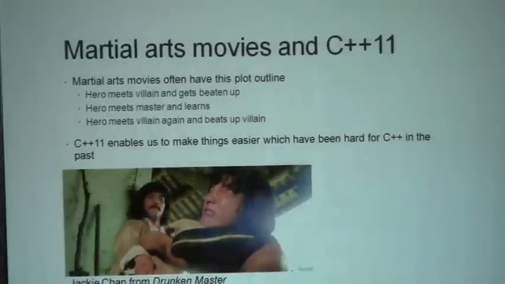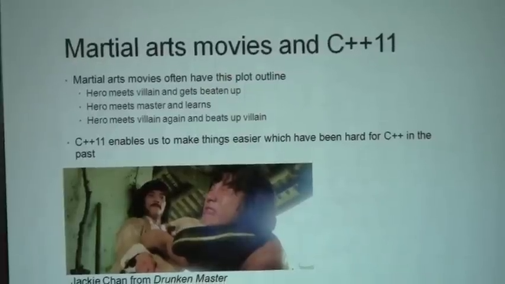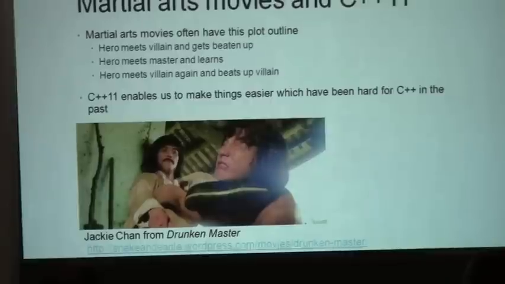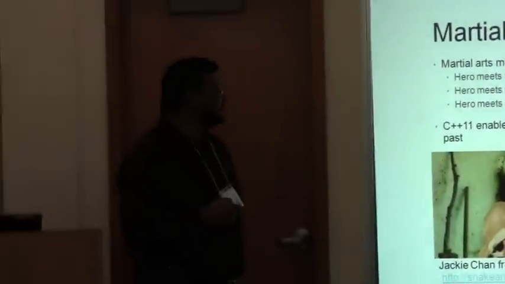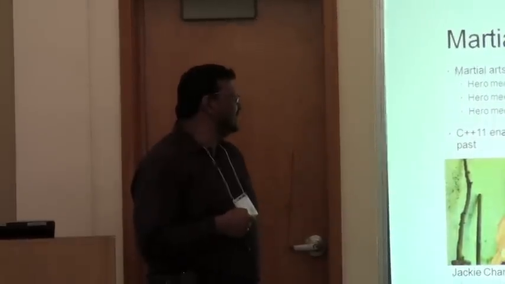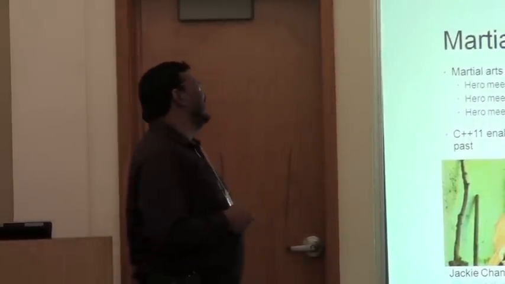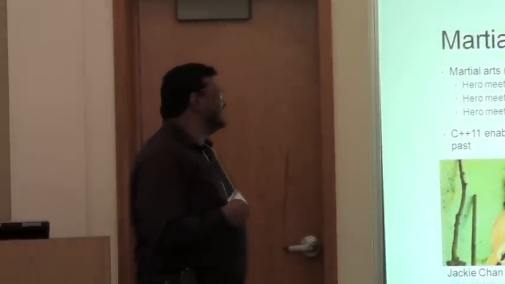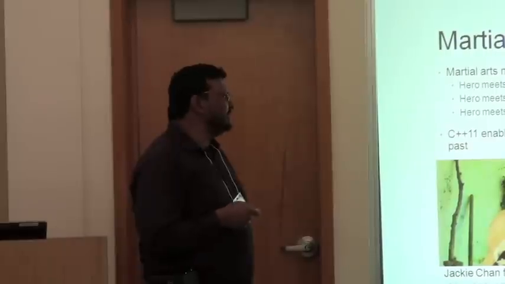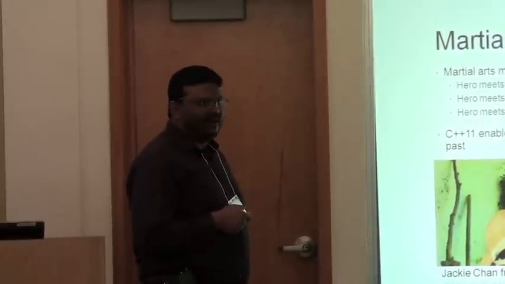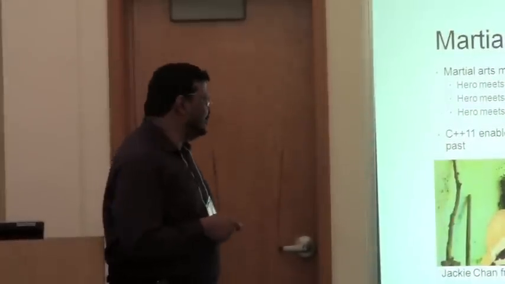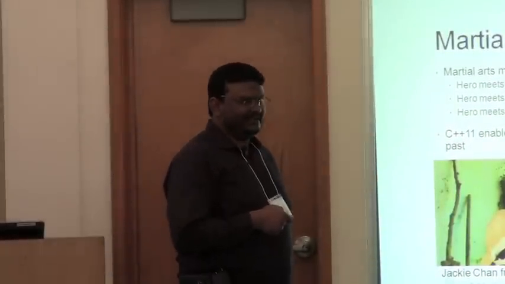So what can we do? All right, so I am a fan of Jackie Chan. And the martial arts movies, they have this plot outline, right? The hero meets the villain and he gets beaten up. The hero meets a master and he learns, and then the hero meets the villain again and beats up the villain. Right? So C++11 enables us to make things easier which have been hard for C++ in the past. So doing cross-compiler interfaces in the past has been hard for C++.